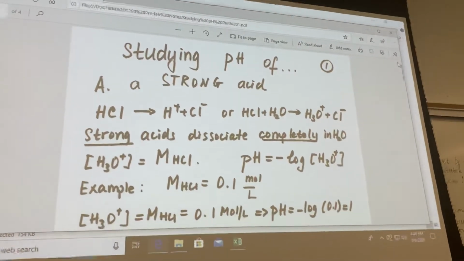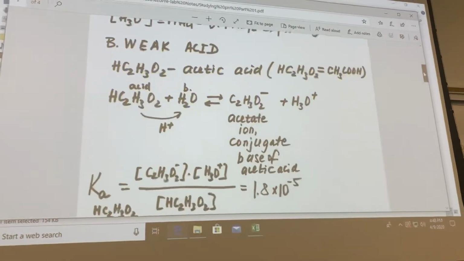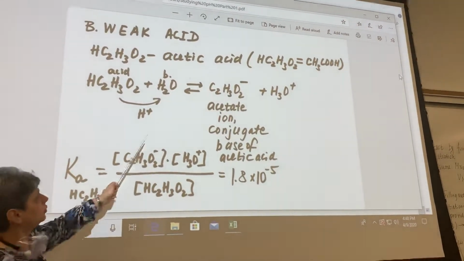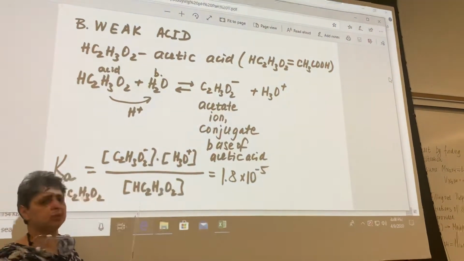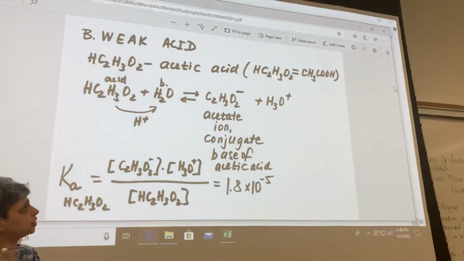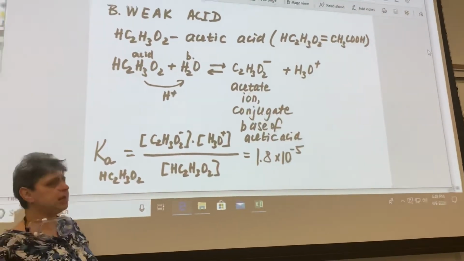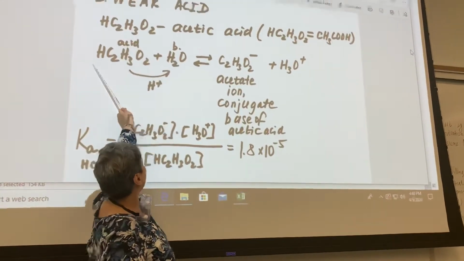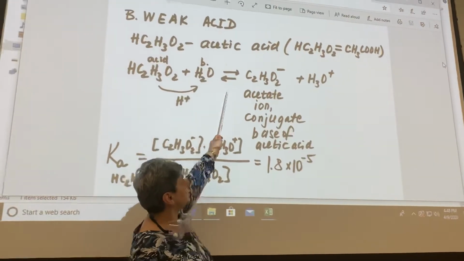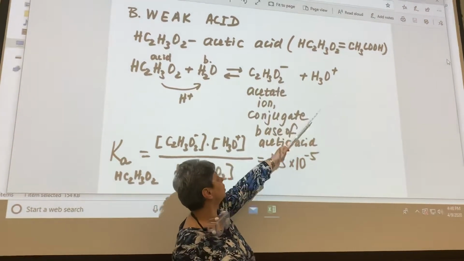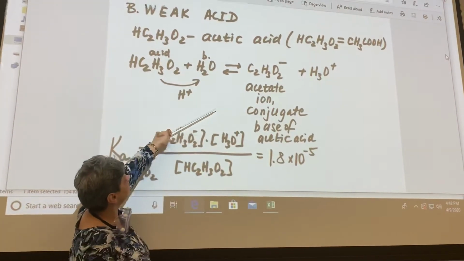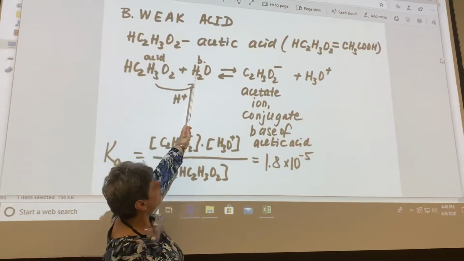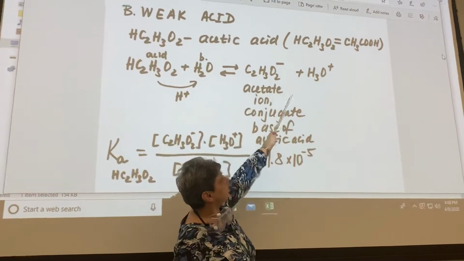Compare that with this equation. So now I have two arrows going back and forth. It's seemingly a very minor detail, but there is a huge amount of meaning in it. Because this time you're showing that not all of the acetic acid is going to exist as acetate and hydronium ion. Instead, there will be some sort of equilibrium reached between undissociated acid and water and acetate and hydronium ion.